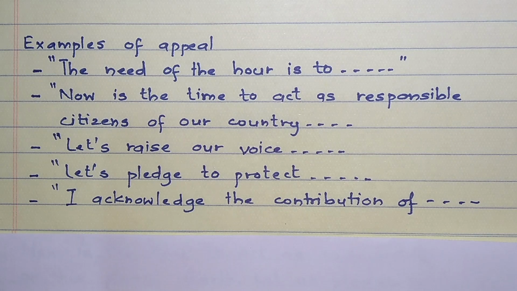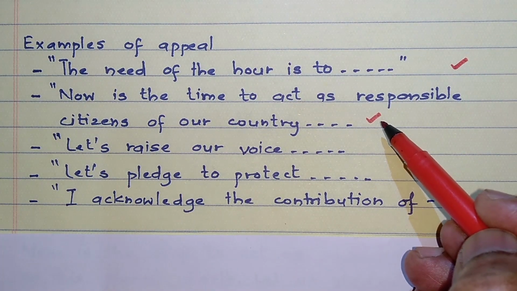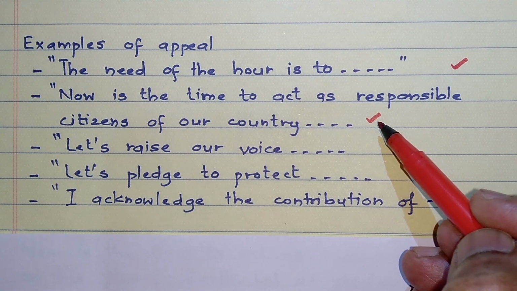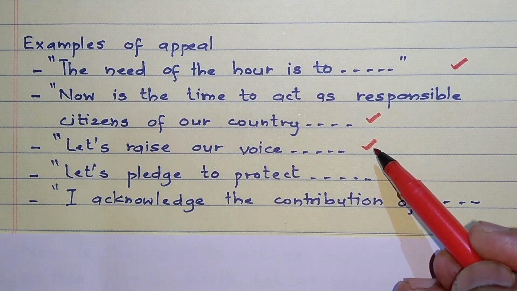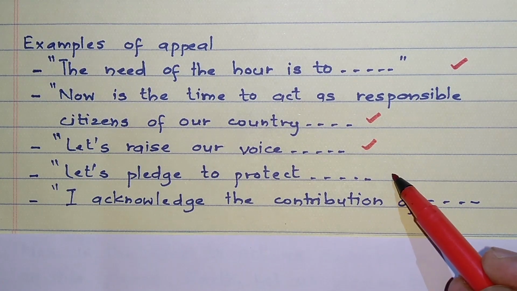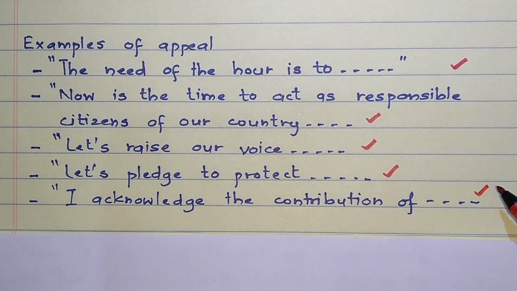यहाँ पर मैंने आपको कुछ examples दिए हैं कि कैसे हम अपील कर सकते हैं. The need of the hour is to, we can say, now is the time to act as responsible citizens of our country and prevent child labor. Or we can say, let's raise our voice against the injustice that is done against women. Or we can say, let's pledge to protect our Mother Earth and save it from further destruction. Or you can also make an appeal by saying, I acknowledge the contribution of education. So these are the different ways in which you can make an appeal.